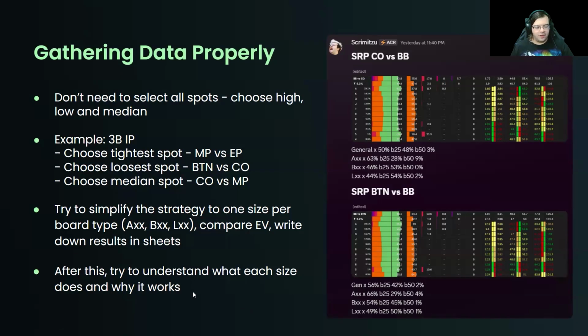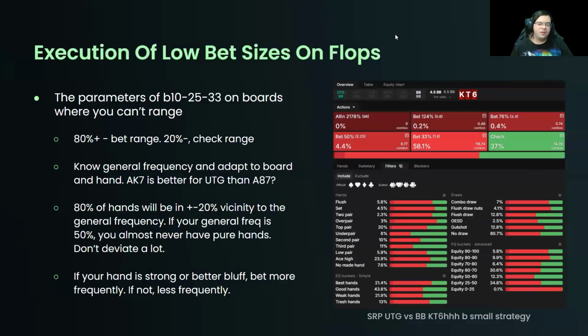So after this, try to understand what each size does and why it works. We're going to see a very cool spot in a 4-bet pot with like B10. So we're going to get there. And how to execute the low bet size. You're going to find out that you need to execute a lot of bet sizes at frequency. How do you execute frequency? First of all, you need to know the frequency. Okay, so B10, B25, B33 on boards where you can't really range. Don't range everything, please. Okay.